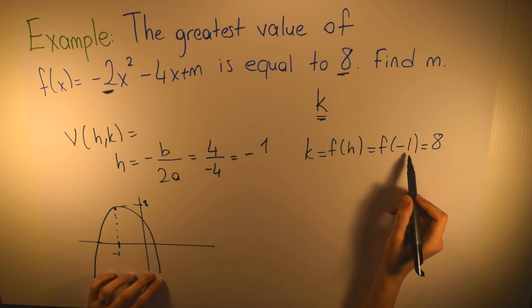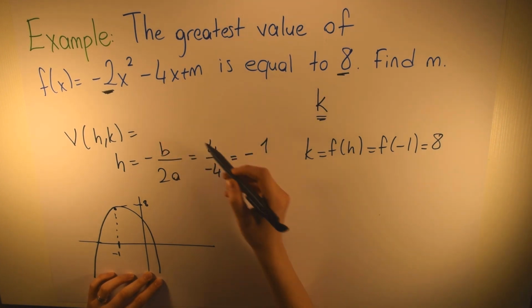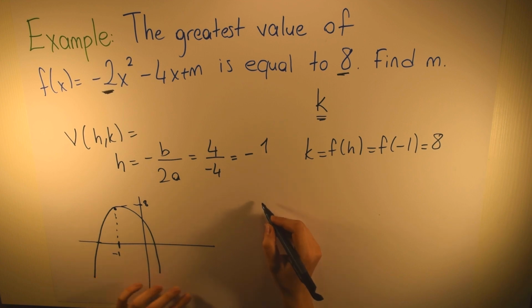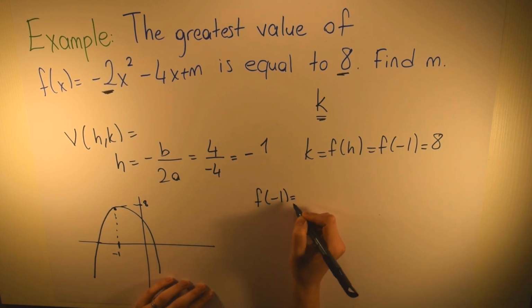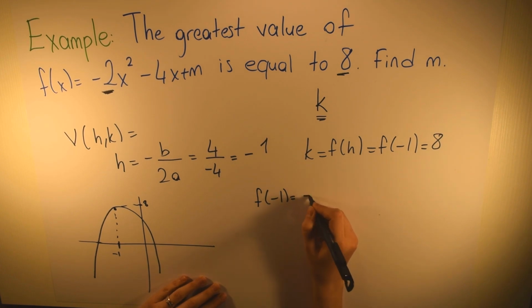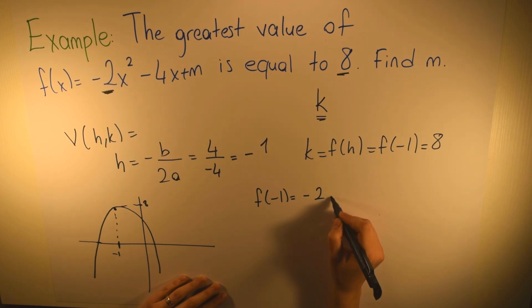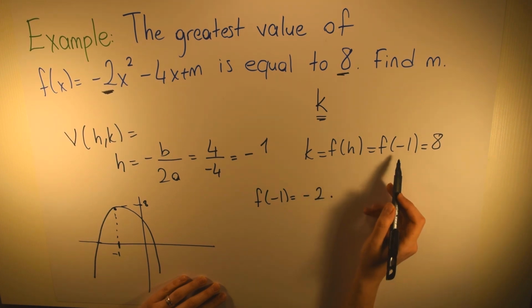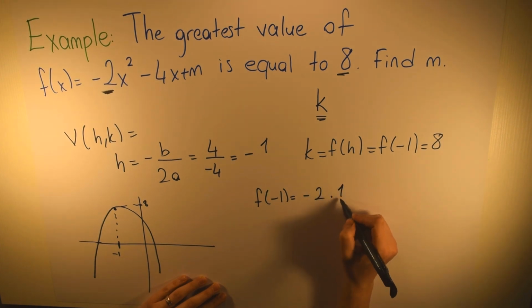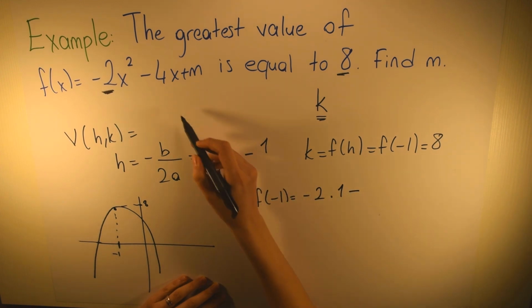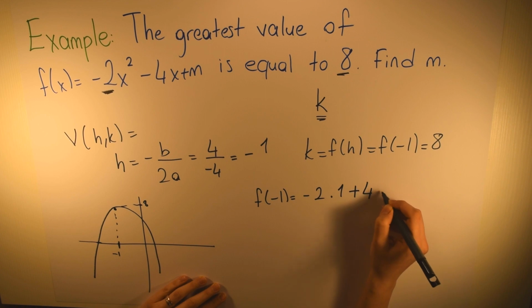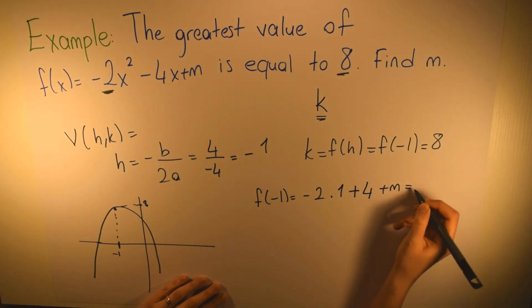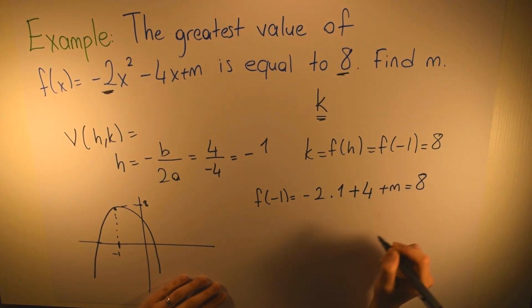So let's continue with this. We will just put minus 1 instead of x, and we will be able to find the value of m. So let's do that. f(-1) is equal to minus 2 times x squared, I will put minus 1, it will be 1, minus 4x, so it is plus 4, minus m, which is equal to 8, right?